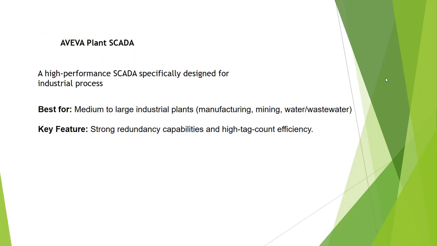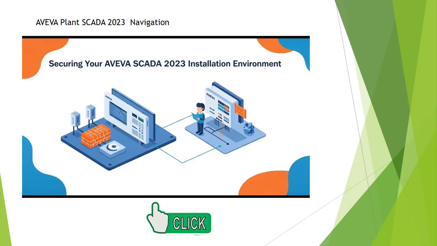Second one is AVEVA Plant SCADA. It is a high performance SCADA specifically designed for industrial processes. It's best for medium to large industrial plants: manufacturing, mining, water, wastewater. Okay, it has strong runtime density capability. You can click here. You can find AVEVA Plant SCADA 2023 installation. Okay.